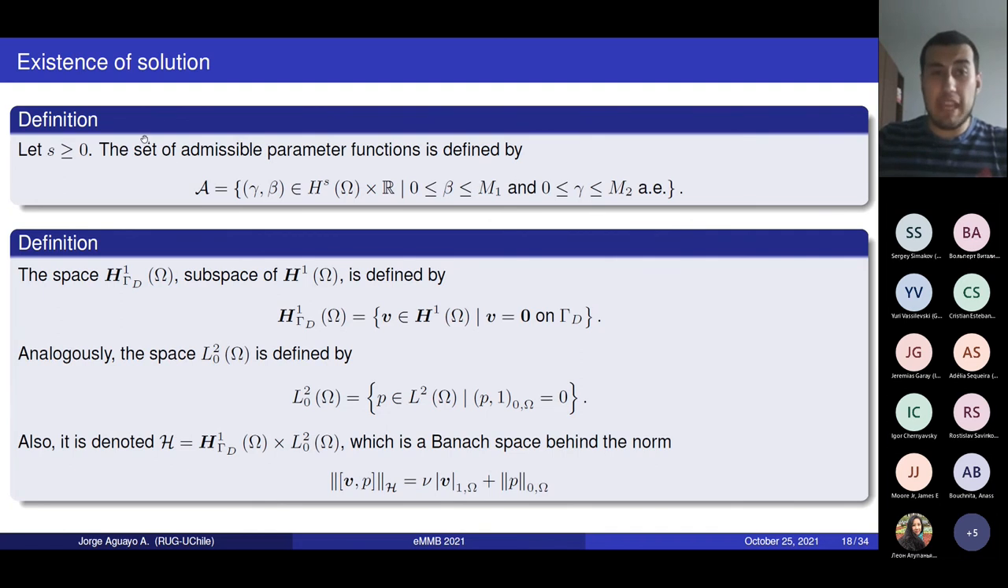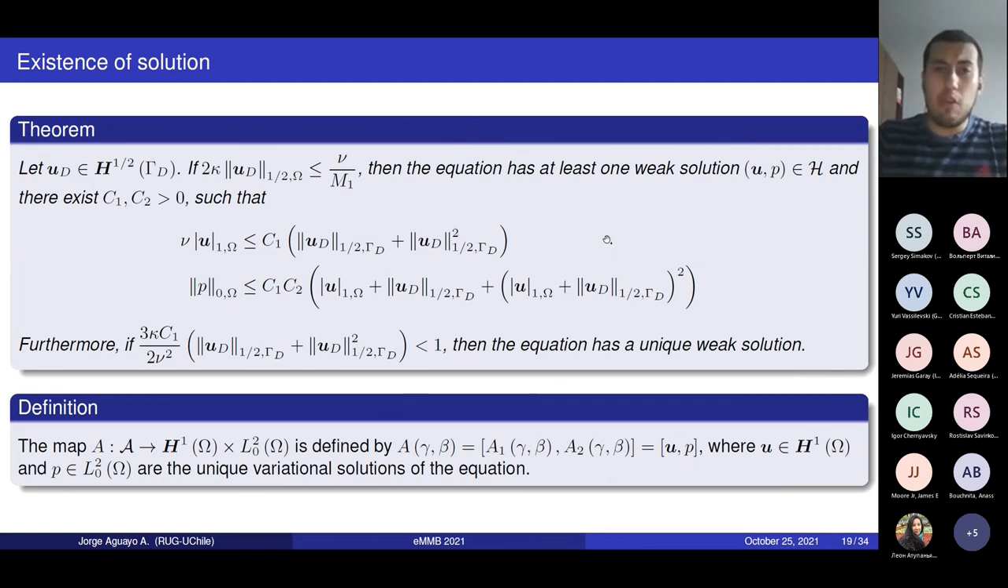We have the admissible parameter functions, the traditional definition, and the traditional definitions for the solvable spaces. And obviously, with some conditions, we can have existence of solution for the Navier-Stokes equation, and also uniqueness of solution if the boundary condition is not so big, the classical results. And also, we can say that we have a map that takes the controls and gives us the states, in this case, the velocity and the pressure. And this map is well defined.